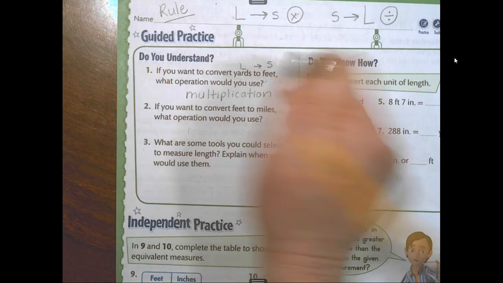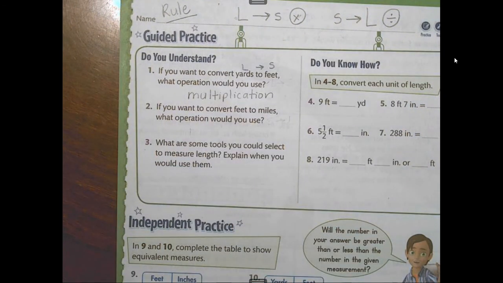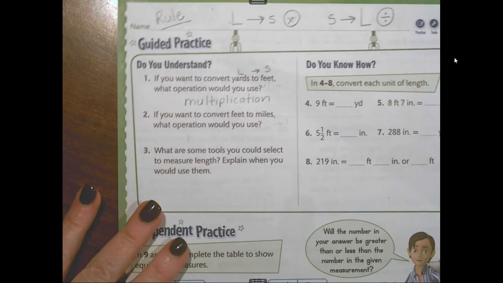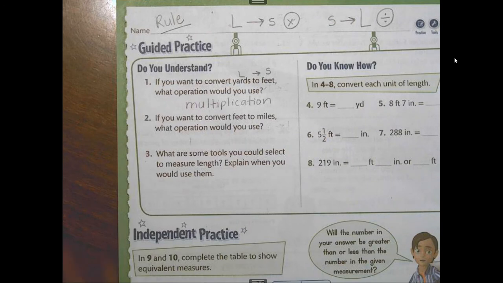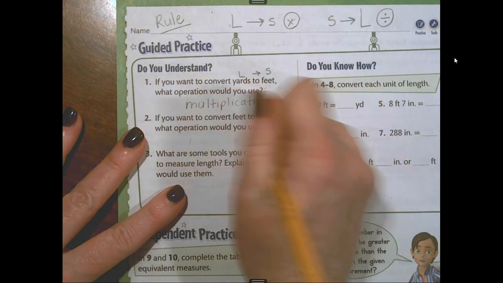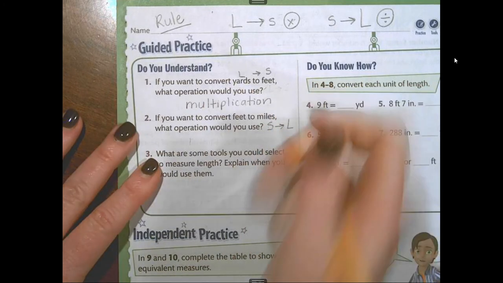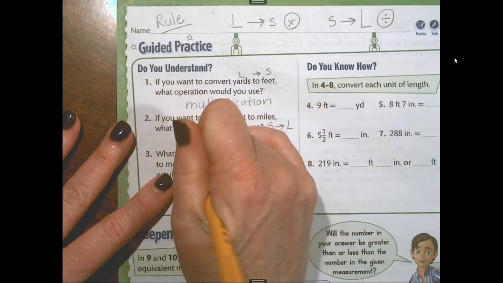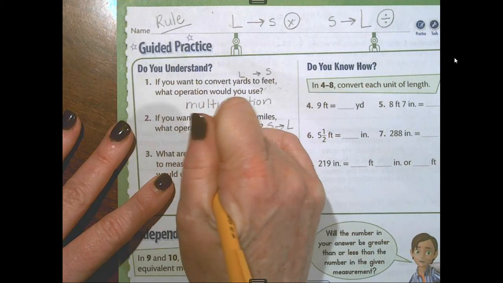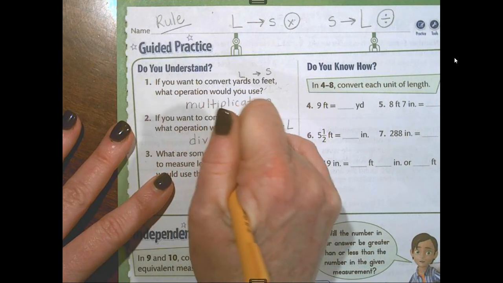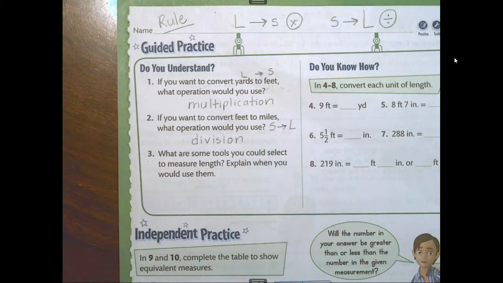Okay? Number 2, if you want to convert feet to miles, what operation would you use? Now, I know that feet are a whole lot smaller than a mile without looking. So when we go from feet to miles, we're going from a smaller to a larger unit. So we're going to be dividing because it takes a lot fewer miles to name the same number of feet. So we're going to be using the division operation.